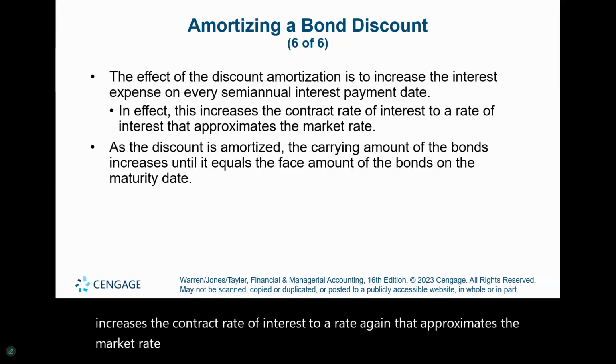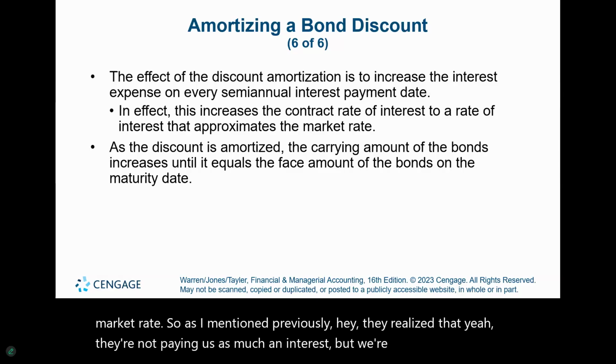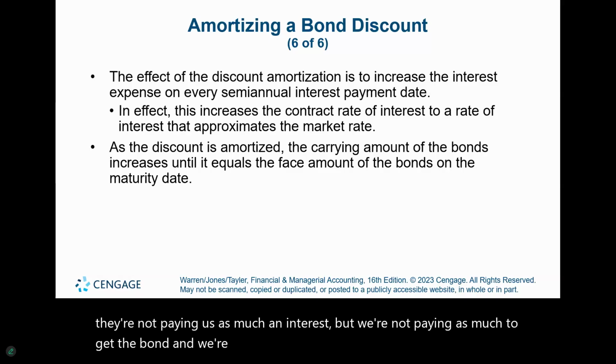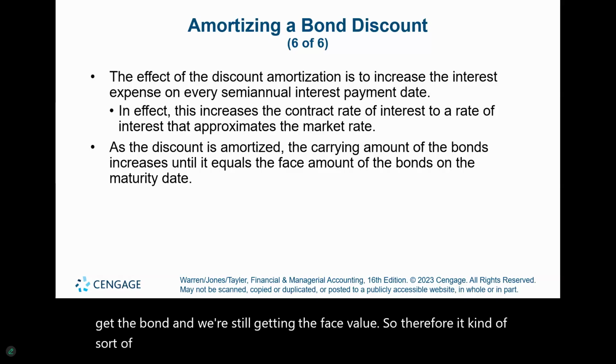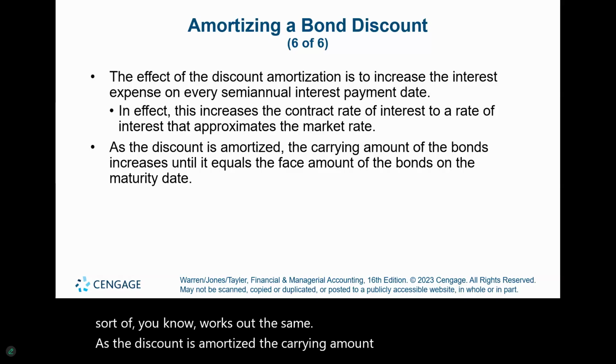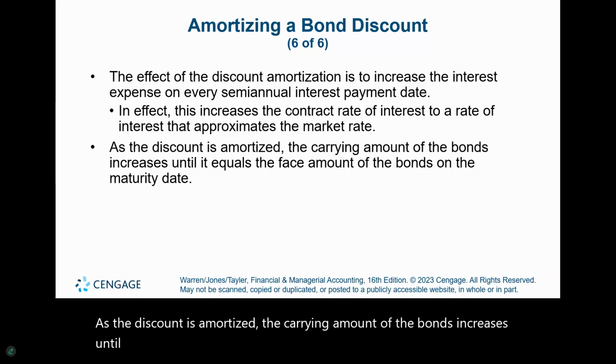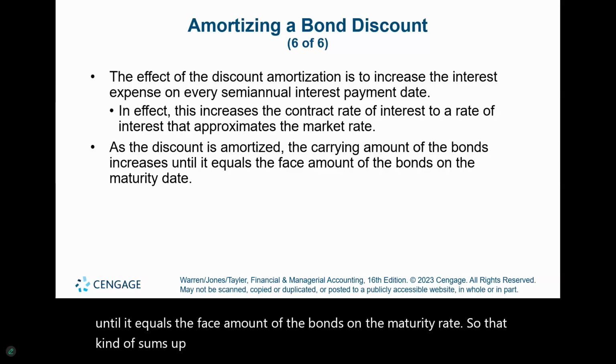So as I mentioned previously, they realize that they're not paying us as much in interest, but we're not paying as much to get the bond, and we're still getting the face value. So therefore, it kind of works out the same. As the discount is amortized, the carrying amount of the bonds increases until it equals the face amount of the bonds on the maturity date. So that kind of sums up amortizing a bond discount.